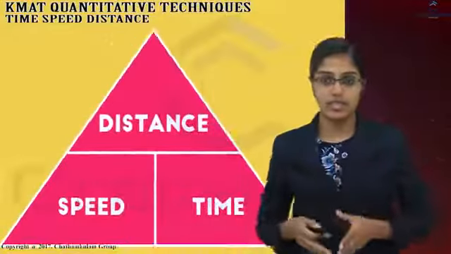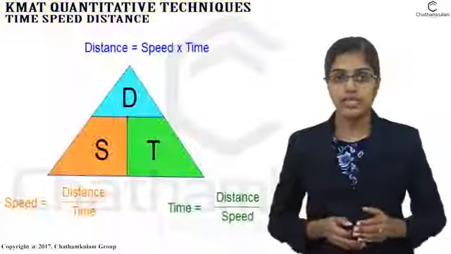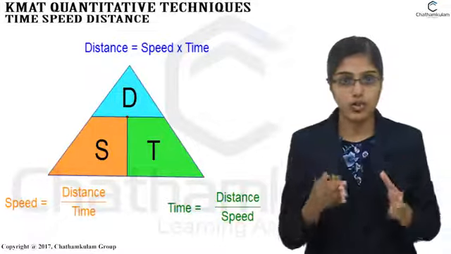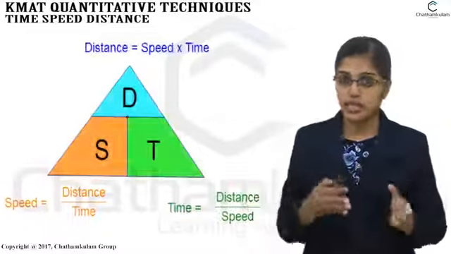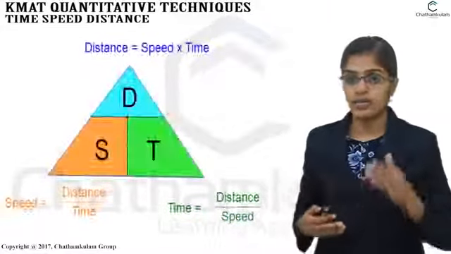Next, we have to discuss time, speed and distance. There are three formulas mainly. First formula is that distance is equal to speed into time. Speed is equal to distance by time. Time is equal to distance by speed.